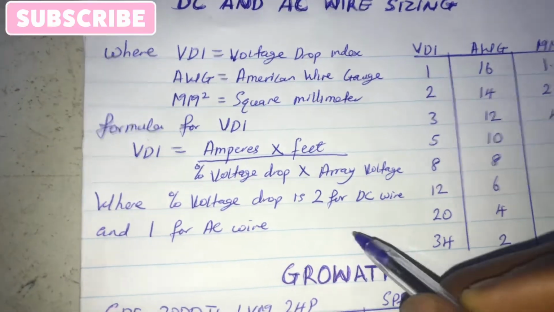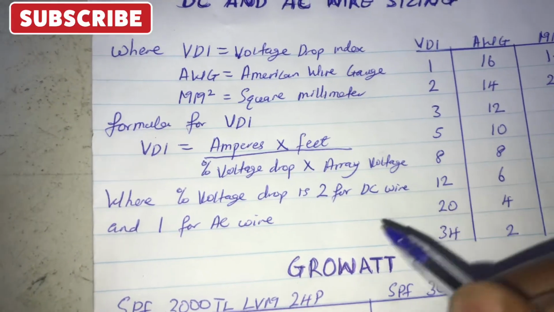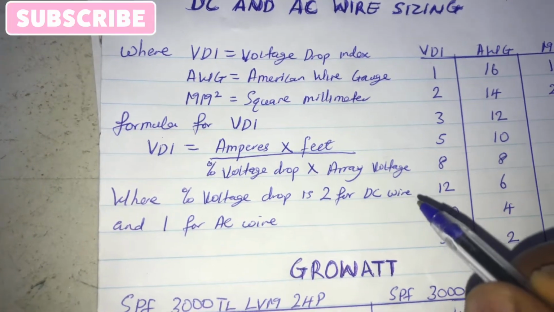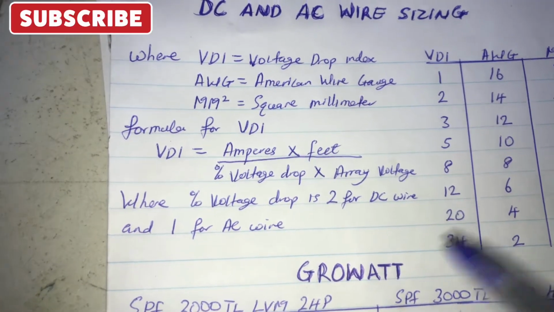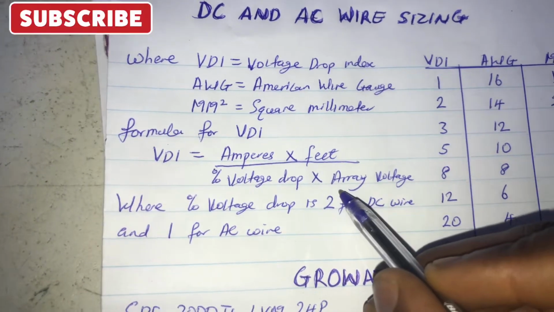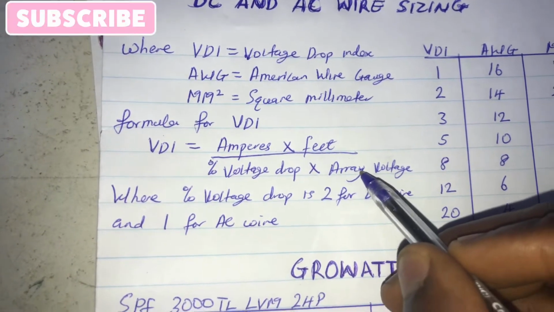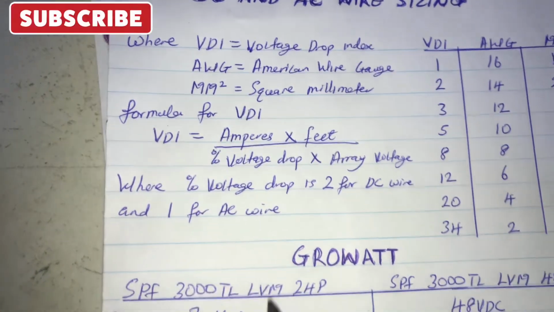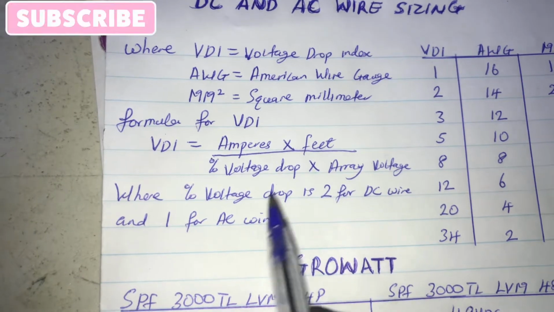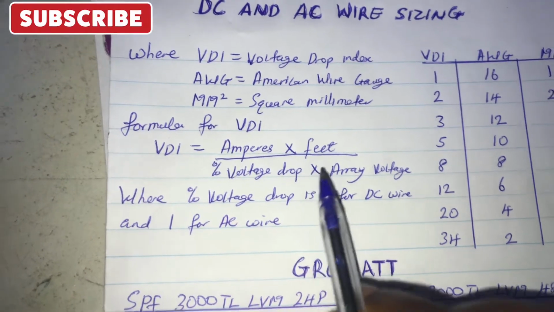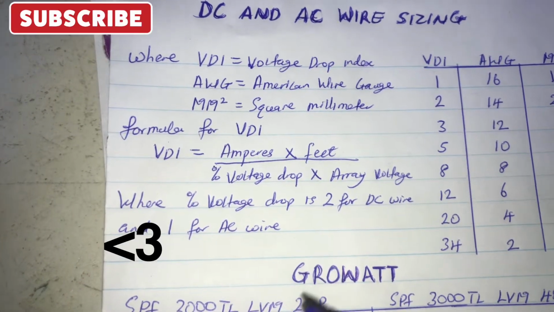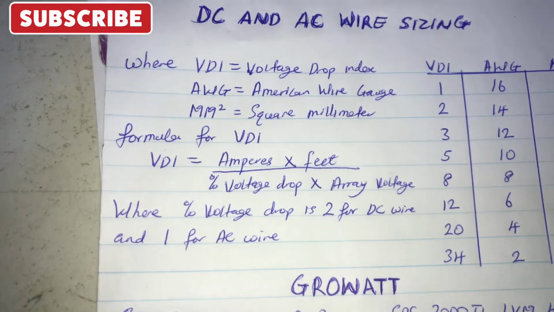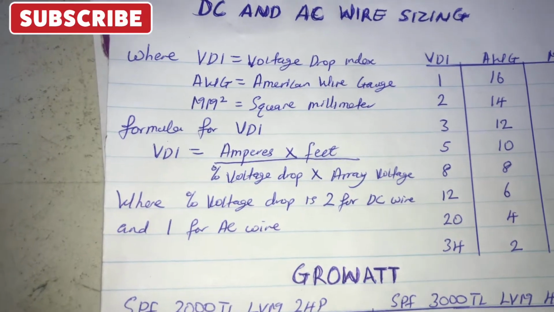I just put this array voltage because it's solar and I want to use it for solar, but this is actually for voltage in general. You can use it to do your AC sizing too, and your DC sizing too, so it's not only for solar arrays. The percentage voltage drop must be less than 3. So you either use 2 or you use 1, and that should be at your own discretion.